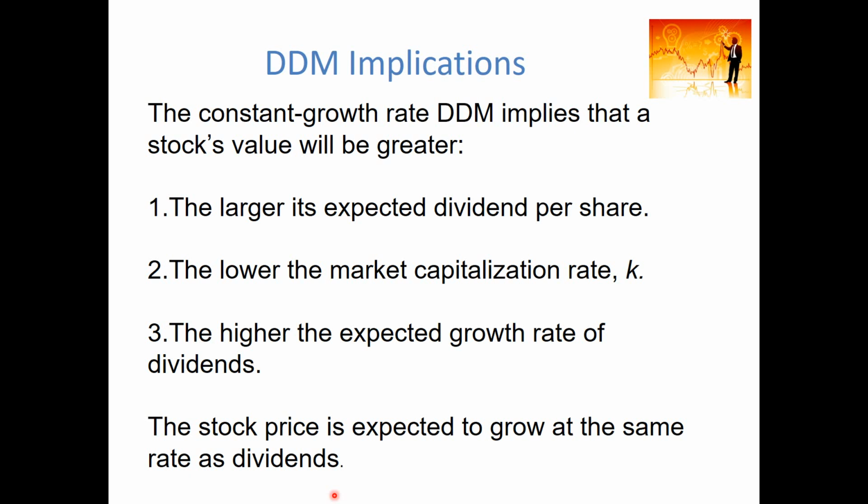A key question in terms of using the dividend discount model is that we need to come up with some measure of the expected growth rate of the firm. So how do we actually estimate the G from our model that we looked at before?